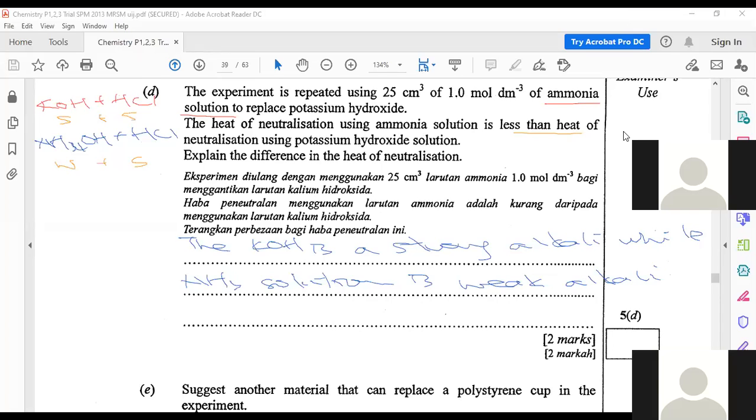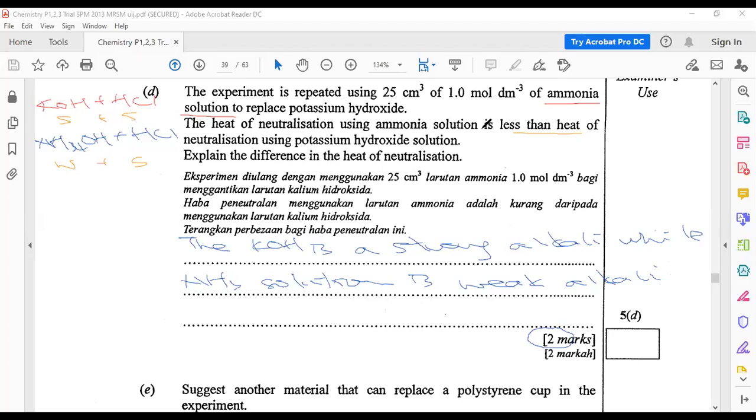Potassium hydroxide dissociates completely in water to produce high concentration of hydroxide ion, while ammonia solution dissociates partially in water to produce low concentration of hydroxide ion. Okay, good. This is correct. But when you are given only 2 marks, this sentence that you mentioned will carry the same mark as the sentence just now, the strong alkali and the weak alkali.